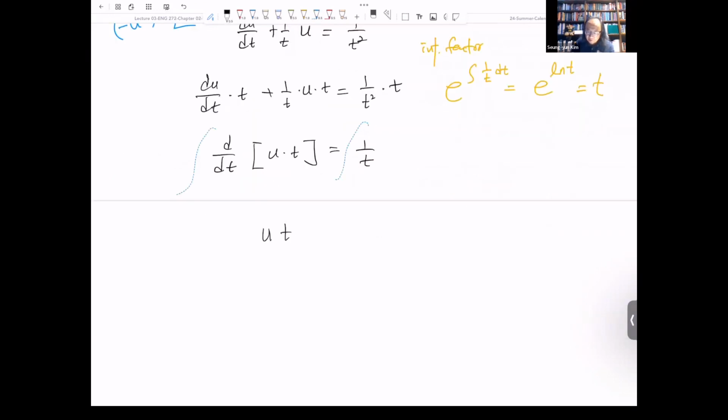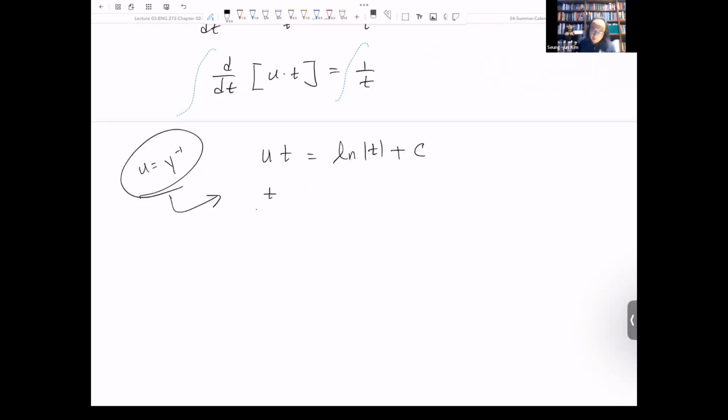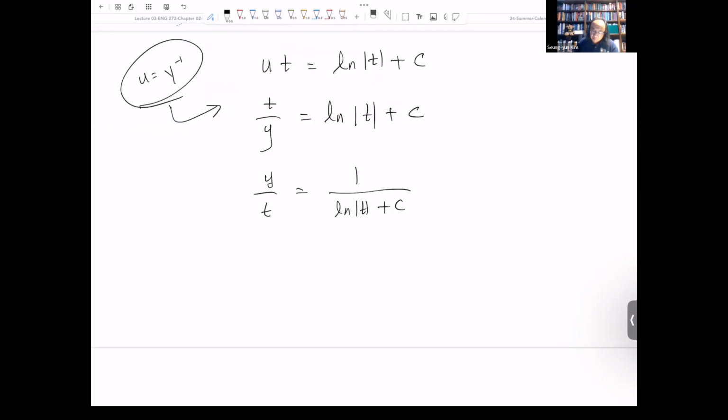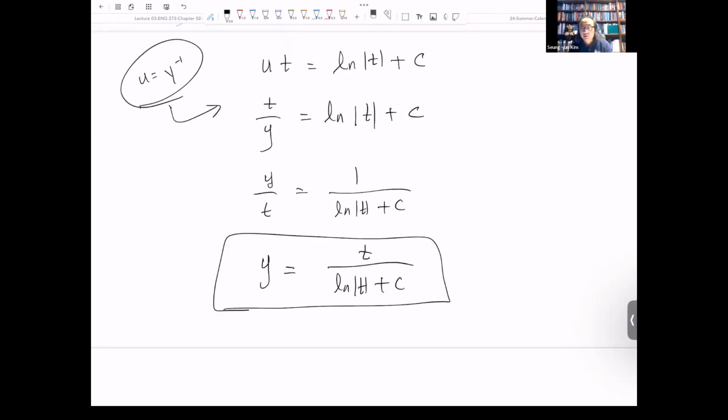Now we're ready to take the integral, like the equation that we discussed. u times t equals a natural log of t plus c. Put it back in terms of y, so u is y to the negative 1. I'm going to flip this, so y equals t over the expression. So this is the solution of the problem.